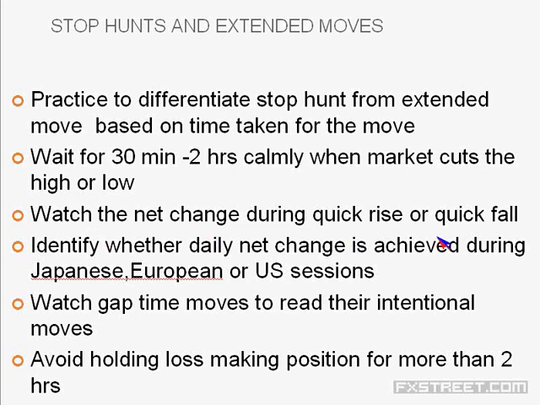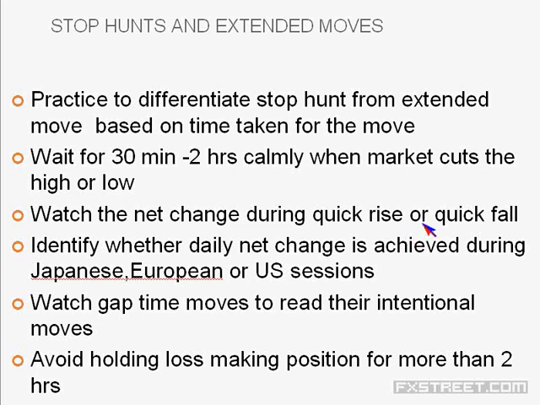Then watch the net change during the quick rise or the quick fall, whether they have reached the permitted level of 150 pips in the case of euro or 50 pips in the case of GBP, etc. When they have done it during the early sessions, like the Japanese session itself, and finished all the permitted level for the day, then you have to question why they have done it. Because they had done it mainly to gain the levels or lose the level and wanted to reverse, or create and make the intentional move on the same day.